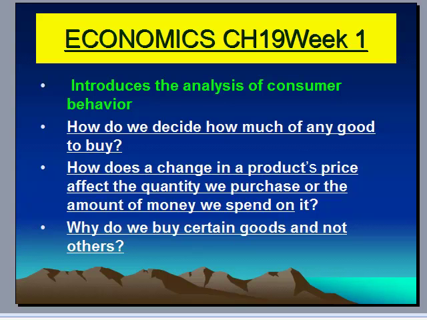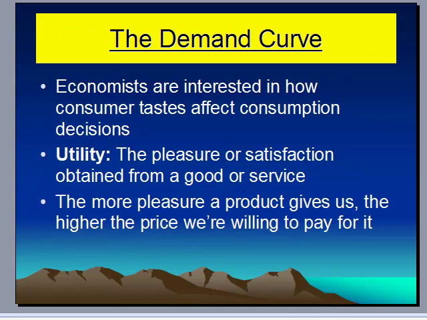So in this chapter, we will discuss how we decide how much of any good to buy, how a change in the price of the product affects the quantity we decide to purchase and our willingness to spend on it, and why we buy certain goods and not others. So that is what this chapter is about.